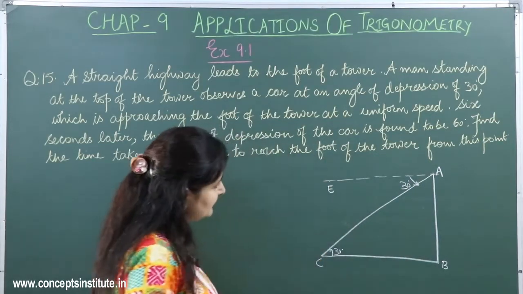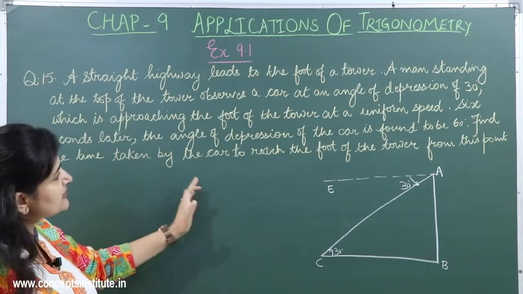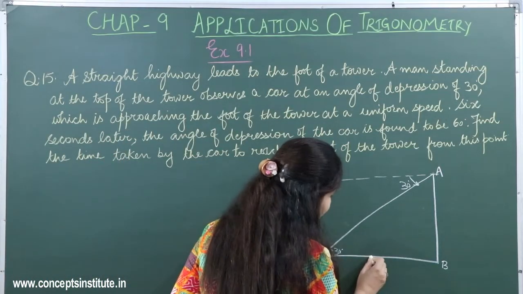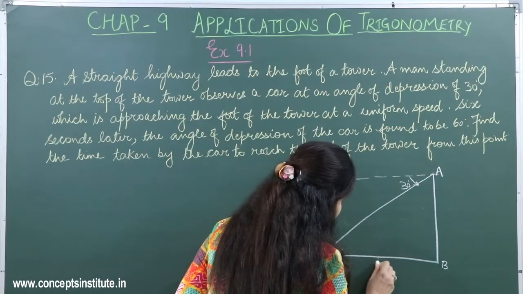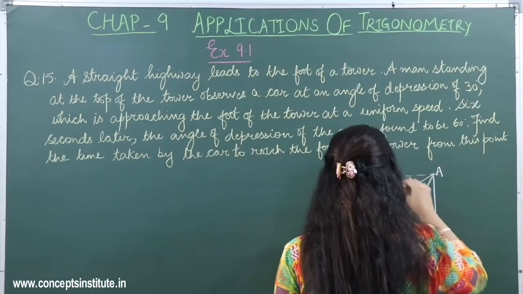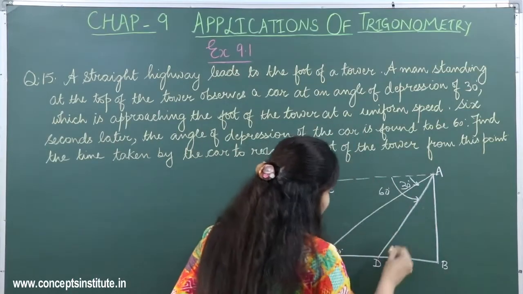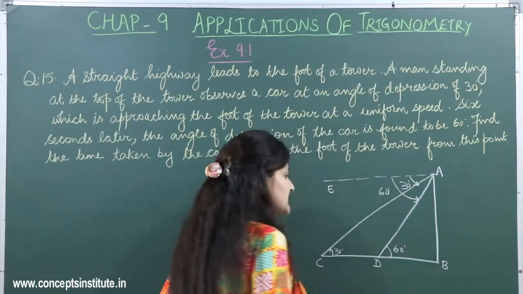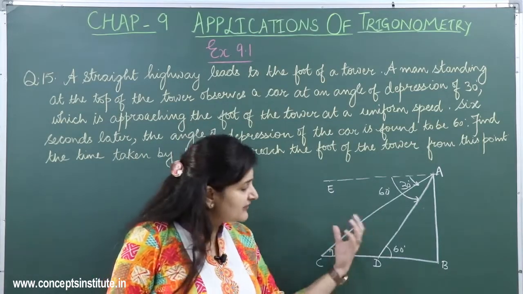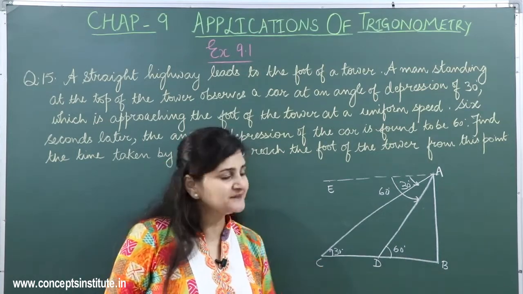So I am just calling this point as E. Now after 6 seconds, the angle of depression of the car is found to be 60 degrees. That means the car is approaching the foot of the tower, and let's say it reaches this point, which is D, after 6 seconds, and now the angle of depression, that means this angle, is found to be 60 degrees. Now this angle is the same as this angle, so this is 60 degrees, and it takes 6 seconds to reach from point C to point D. We have to find out the time taken to reach from point D to point B, right?